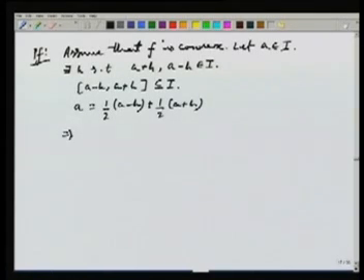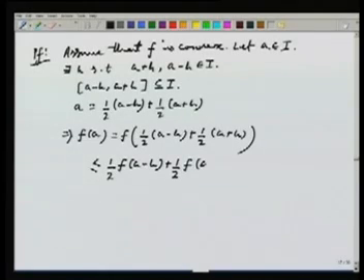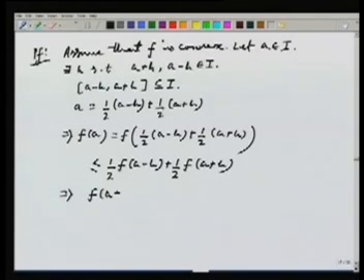Since f is convex, it would imply that f of A, which is equals to f of half of A minus H plus half of A plus H, is certainly less than or equals to, by definition of convexity, half of f of A minus H plus half of f of A plus H. If I multiply this inequality by 2 on both sides, this would then imply that f of A plus H plus f of A minus H minus twice f of A is bigger than or equals to 0.